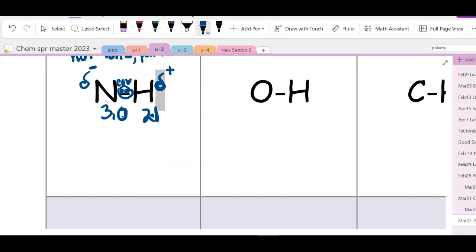All right, so I have nitrogen and hydrogen, and we're going to have the electrons between them. So what does that mean? Well, it means that because nitrogen is more attracted to the pair of electrons, the bond is going to be closer to the nitrogen. This is unequal sharing, isn't it? Unequal sharing.